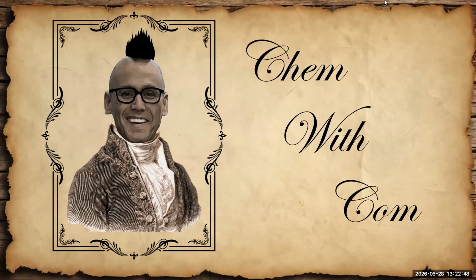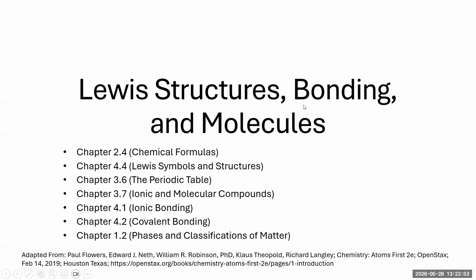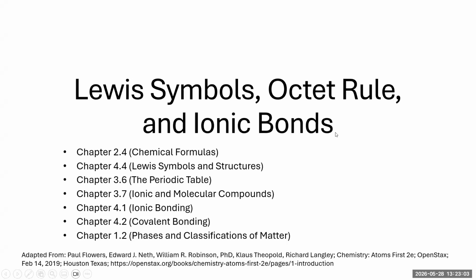So this topic is new, and it's going to be Lewis structures, bonding, and molecules. The specific subtopic is going to be, let's take a look, Lewis symbols, the octet rule, and ionic bonds.